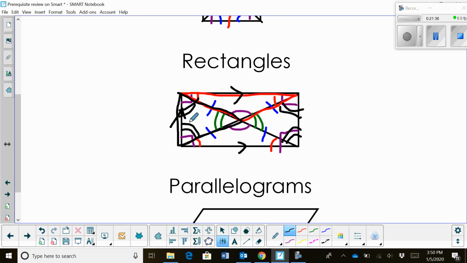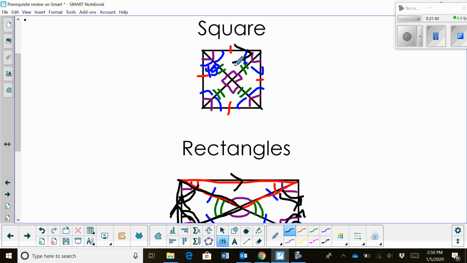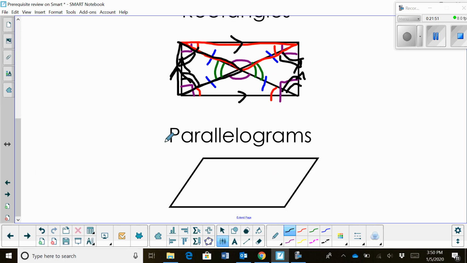So the top is parallel, the sides are parallel. You can talk about alternate interior angles. Same with the square. The top is parallel to the bottom, and the sides are parallel to each other, because, again, squares and rectangles are types of parallelograms. And let's stop with the last and final. Let's talk about a parallelogram.